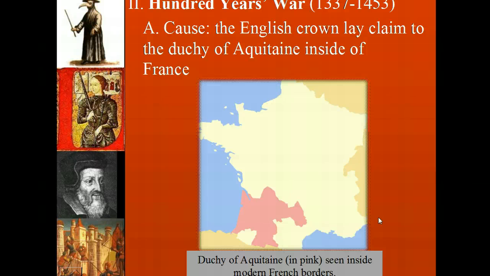Okay, part 2 of Unit 1.1, the latter Middle Ages. We had finished up the Black Death or Black Plague, the first calamity of the 14th century that we're going to discuss. And now we're moving into the second, which is the 100 Years' War.